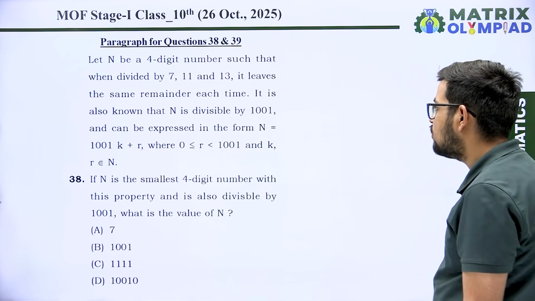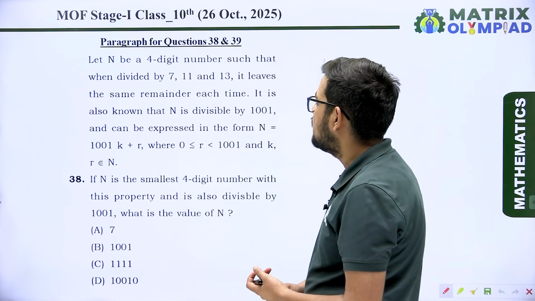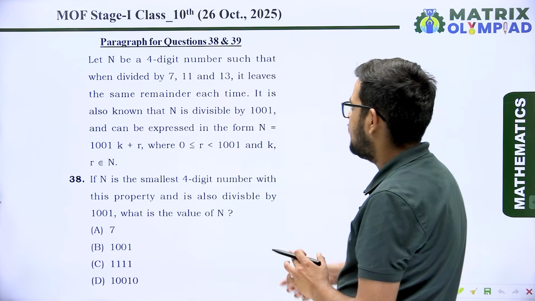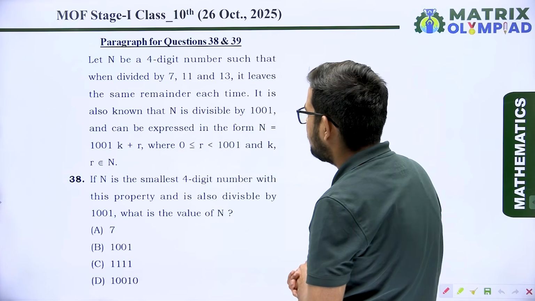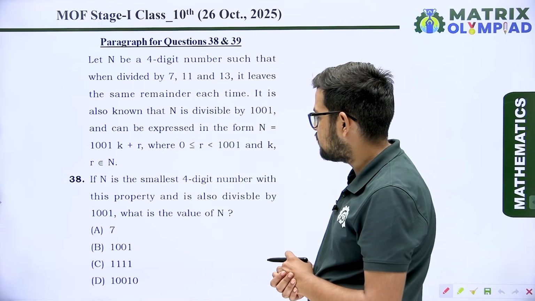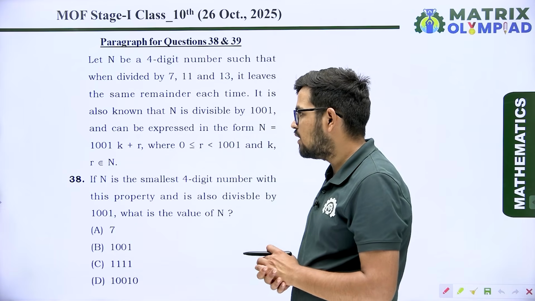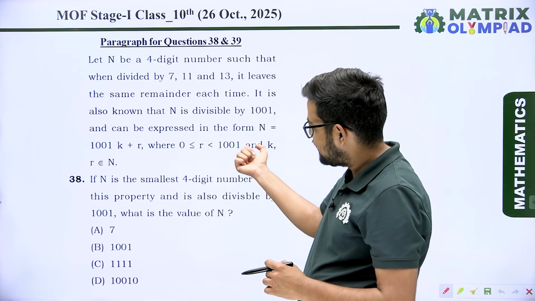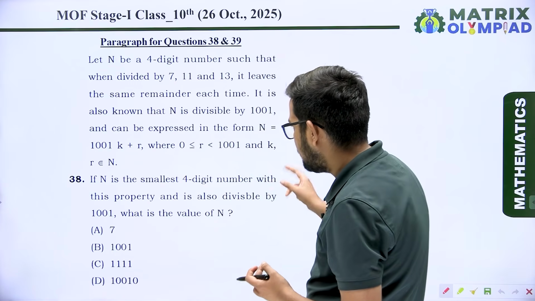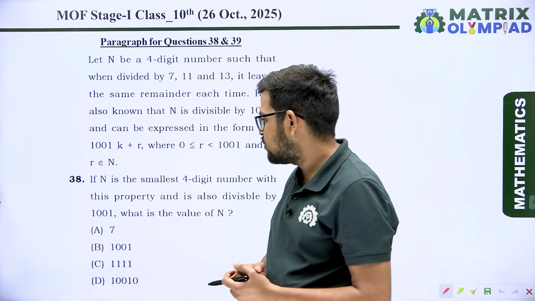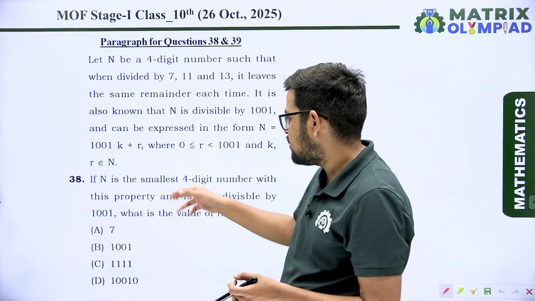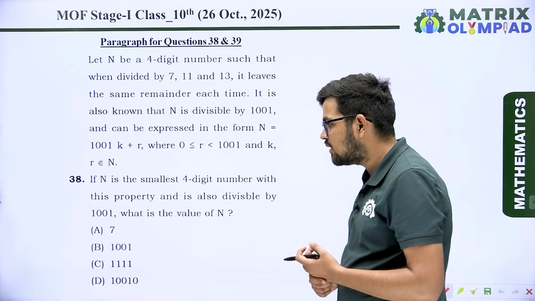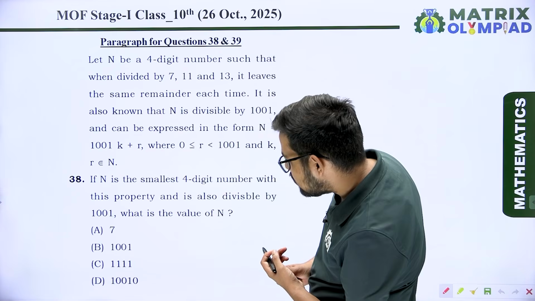Paragraph 4, question number 38. N is a 4-digit number such that when divided by 7, 11 and 13, it leaves the same remainder each time. It is also known that N is divisible by 1001 and can be expressed in the form N = 1001k + r, where r is from 0 and less than 1001, and k, r belong to natural numbers. If N is the smallest 4-digit number with this property and also divisible by 1001, what is the value of N?